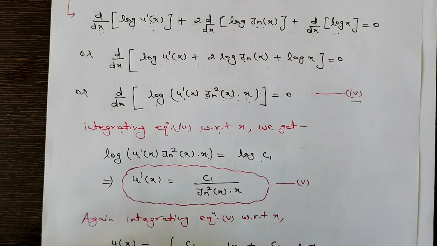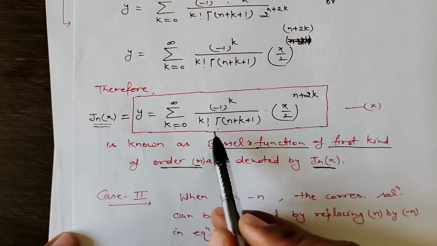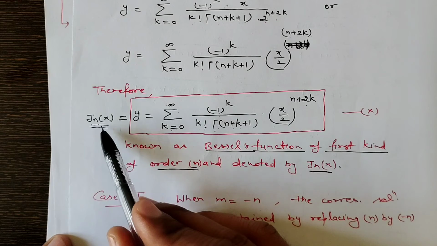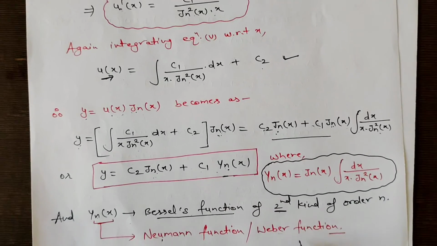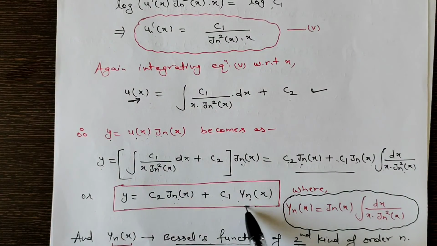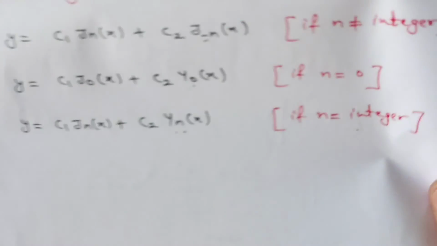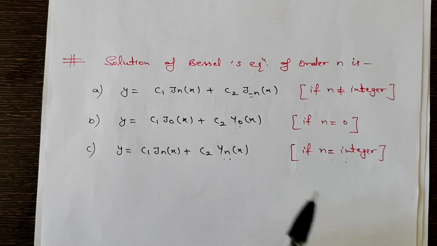because we know that J_n(x) is nothing but the summation over k going from 0 to infinity of minus 1 raised to the power k over k factorial and gamma of n plus k plus 1, into x by 2 raised to the power n plus 2k. So using the value of J_n(x), we can easily determine the value of the Neumann function of order n. Clear? So that is our second solution for the Bessel differential equation. So now we have two solutions, one is J_n(x) and the other is Y_n(x). So these are two linearly independent solutions. So this can be combined to write like this. So this is the summary of the solutions for Bessel differential equations.